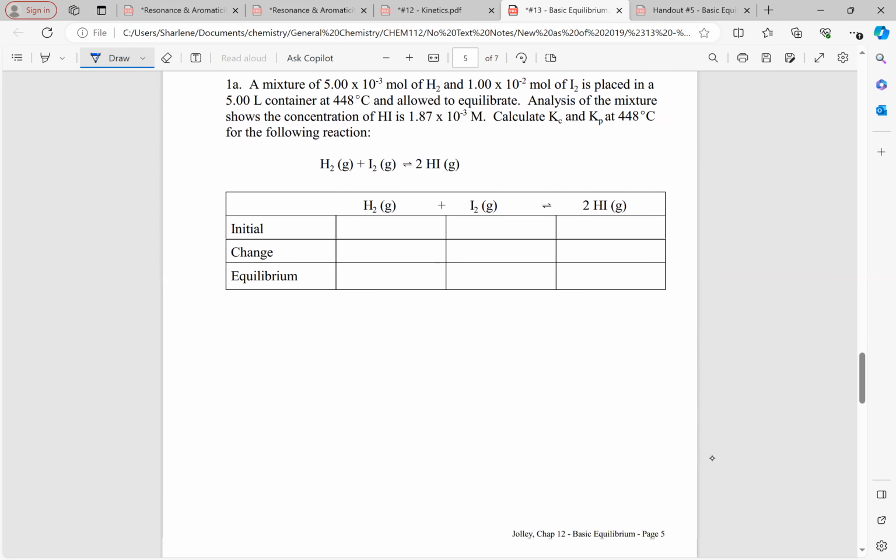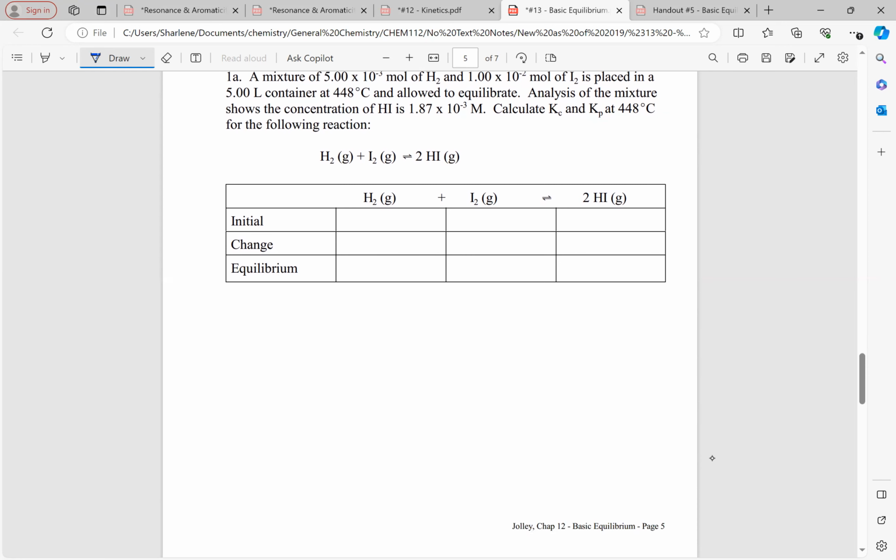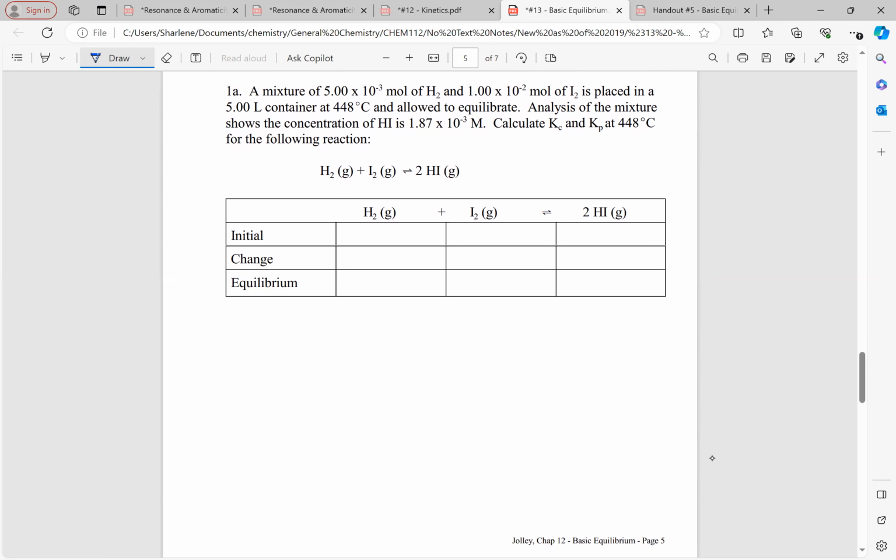All right, problem number 1. A mixture of 5.00 times 10 to the minus 3 moles of hydrogen and 1 times 10 to the minus 2 moles of iodine is placed in a 5-liter container at 448 degrees and allowed to equilibrate. All right, first step has not changed. I need a balanced chemical equation. Right now I know the two reactants. If I don't recognize this equation, I'm going to look for the product. And there it is. Analysis of the mixture shows the concentration of HI.